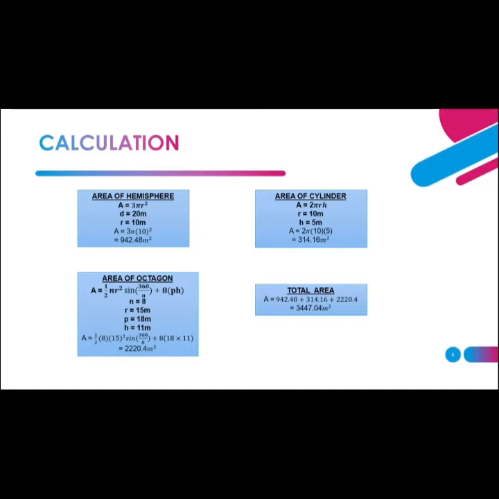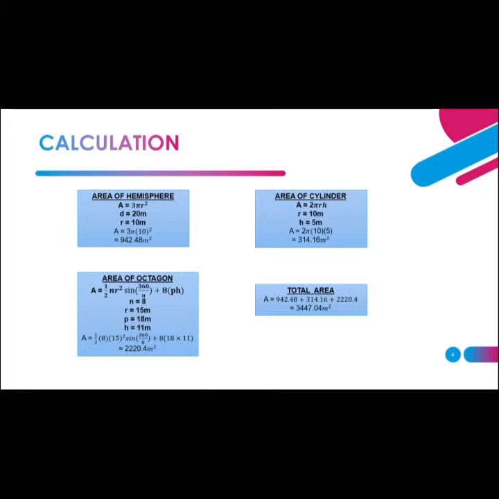Area of cylinder. The formula is 2 pi r h. The radius is 10 meters and the height is 5 meters. The answer we will get is 314.16 meters square.